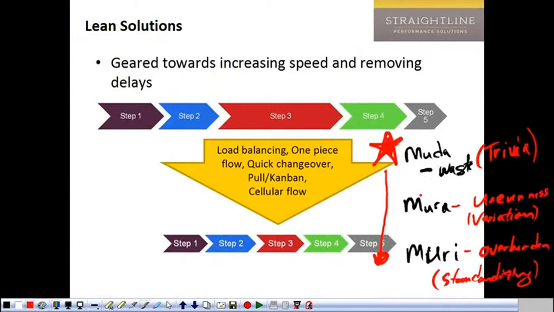You probably want to look at Muda first, and then Mura, and then Muri. But think about it this way: why wouldn't you start with standardizing? By the way, a lot of companies do that. They look at a process and they say, what we really need is standardizing. Standardizing is not the first thing you want to do. You want to lean it out by taking out the Muda and the Mura first.